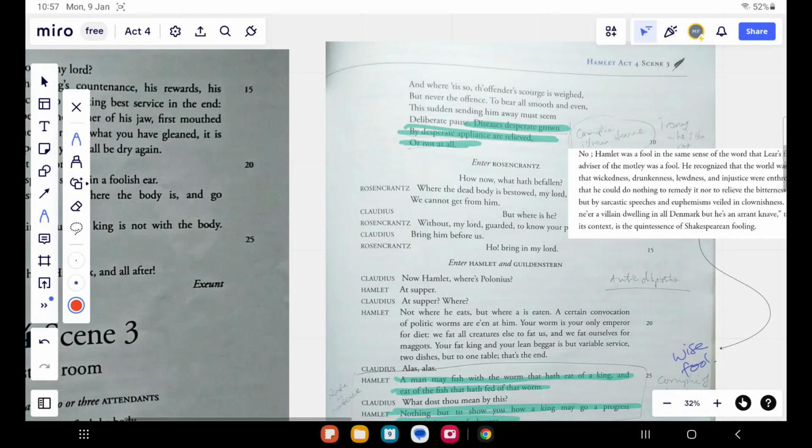Where are we? It's ironic because he's the rot. Disease is desperate, grown by desperate appliance, or relieved not at all. Well, in the case of Elsinore, the court of Denmark, the state of Denmark, the rot, the unweeded garden, the prison of Elsinore is because the disease of Claudius has not been excised, removed by Hamlet.